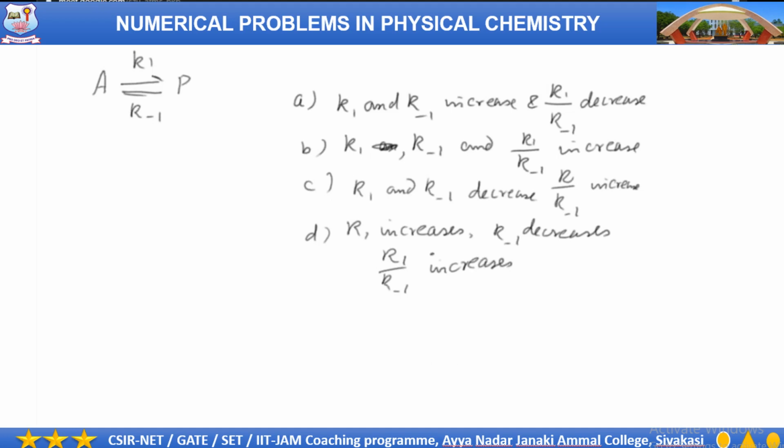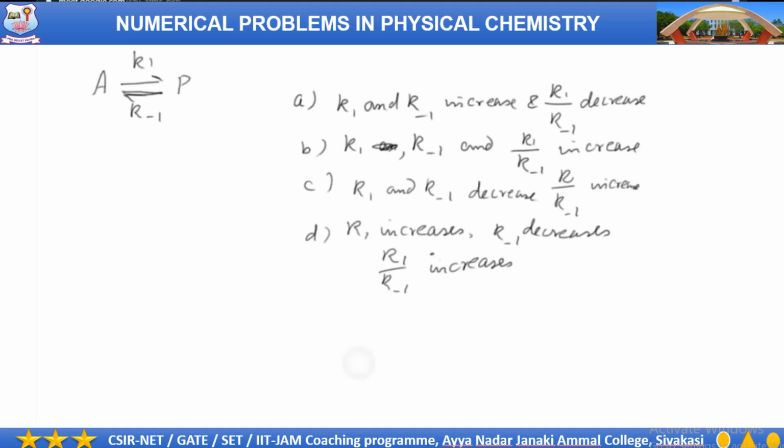When a system is at equilibrium, what happens to K1 and the reverse reaction K minus 1 when the temperature is increased? We have told that whether the equilibrium is high or low, whenever temperature is increased, both the rate of the forward reaction and the rate of the backward reaction increase. The rate of the forward reaction increasing means the rate constant increases. The rate of the backward reaction increasing means the rate constant of the backward reaction also increases. Therefore, first understand that concept. Which would not be the correct answers? Remove the incorrect answers.